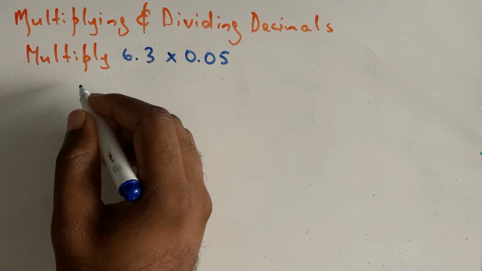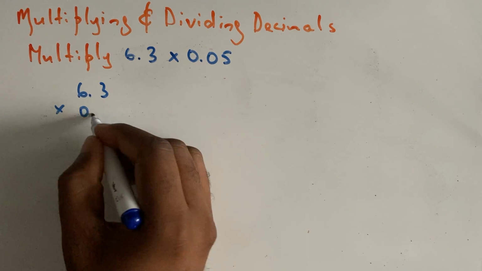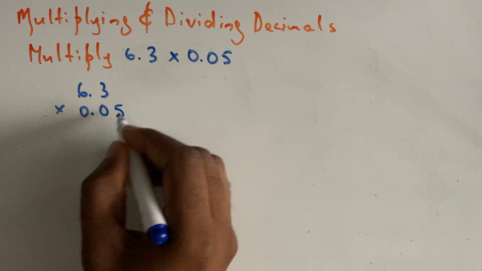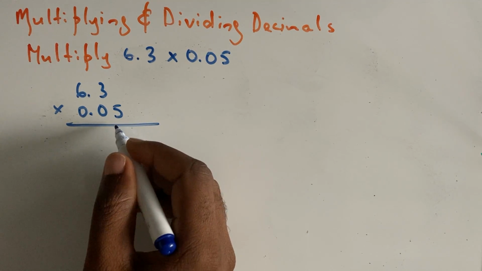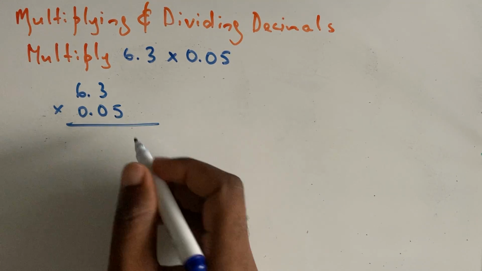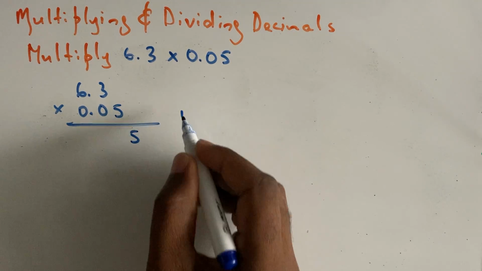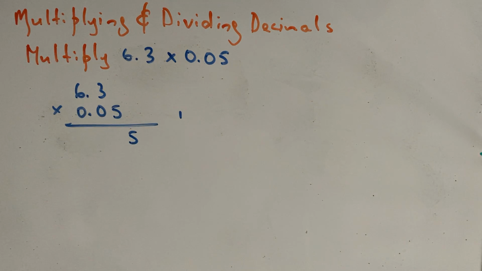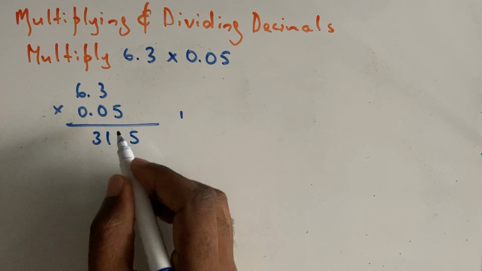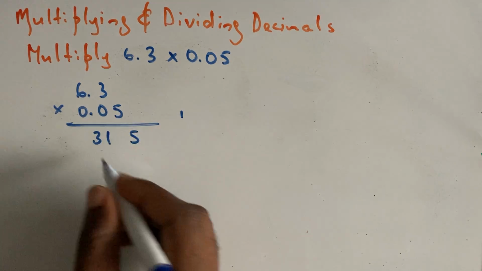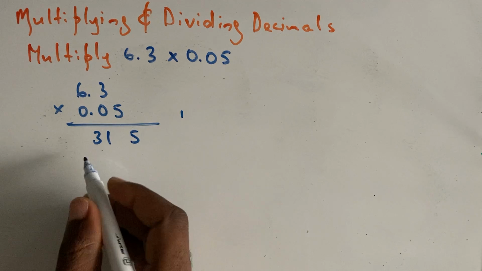What I'll do, I'll put 6.3 times 0.05. And we'll do 5 times 3, which is 15, 1 carried. 5 times 6 is 30. 30 plus 1, 31. Then I'm not going to multiply by 0 here because it doesn't really matter. You can do that, you still get the same answer.